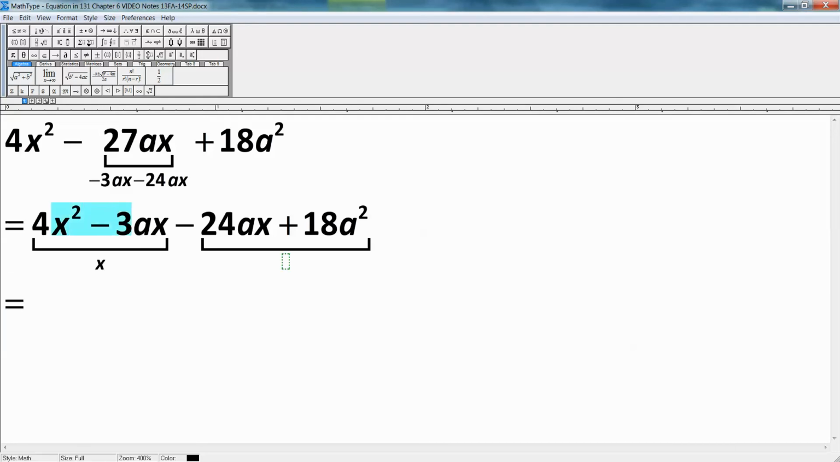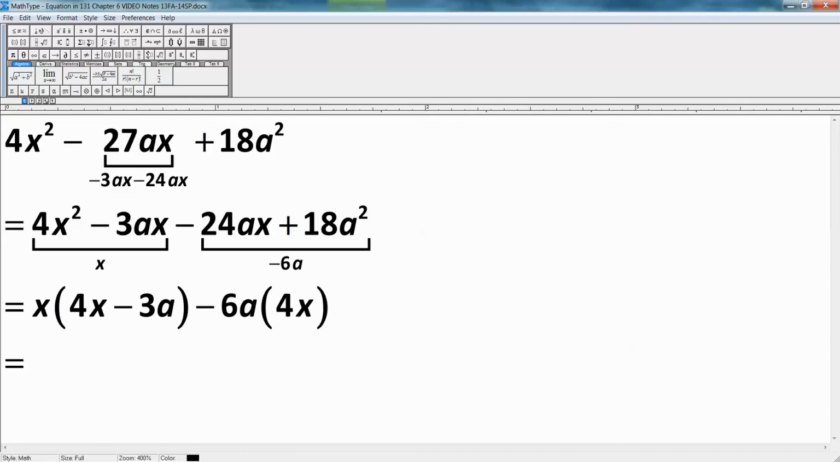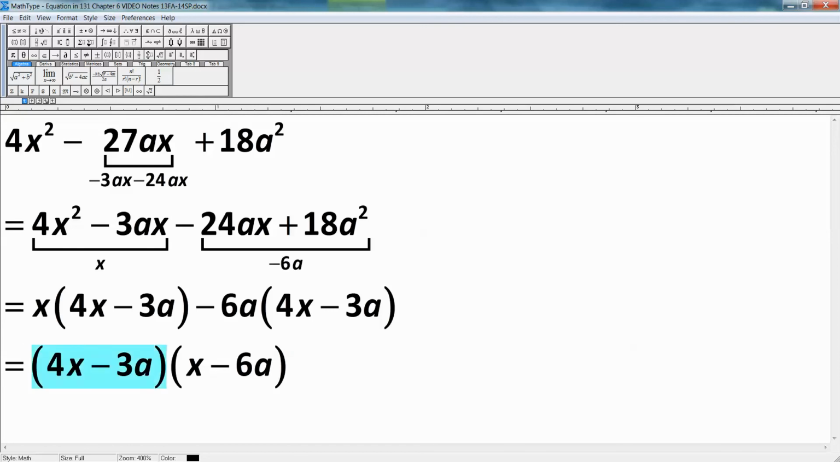I grouped together these first 2. They both have an x. I grouped together the back 2, but notice how the sign's different. So I've got a minus and then a plus. So that means I'm going to take out a minus 6a, right? Because 6 goes into both of those, and a has both of them. All right, so when we do this, we're taking x out, leaves you 4x, take away 3a. Then we have a minus 6a, and that leaves you 4x, take away 3a. Perfect. So then that means we have 4x minus 3a times x minus 6a. And there's our final result.